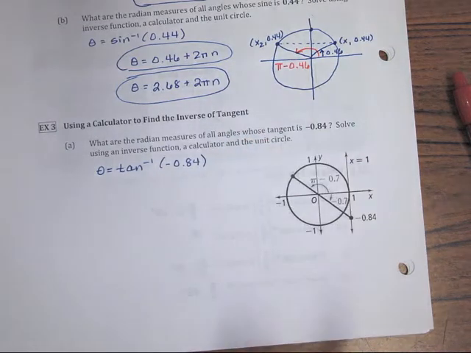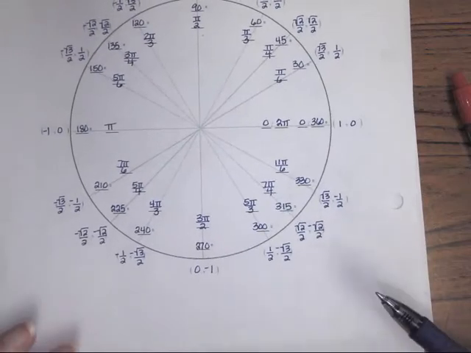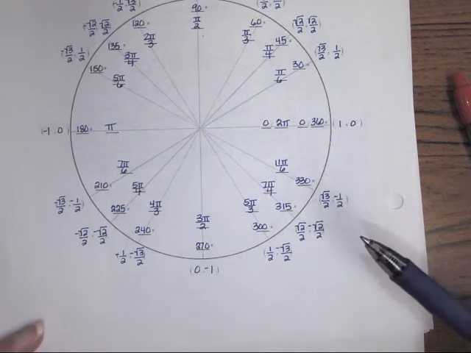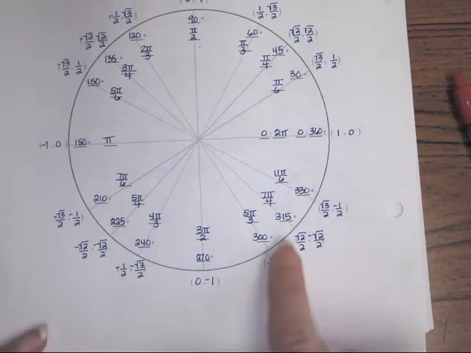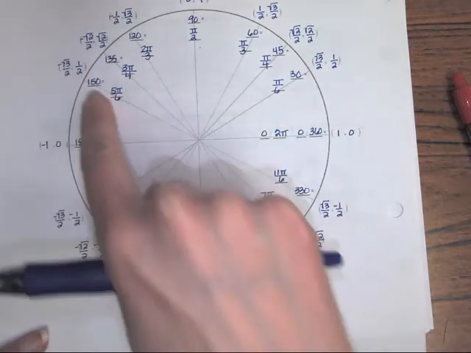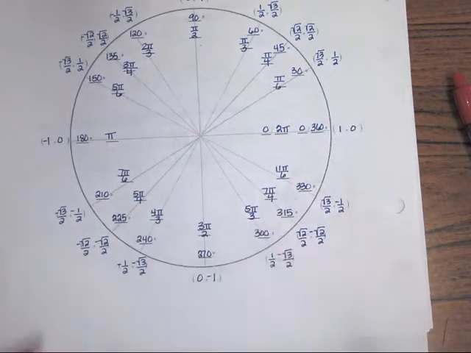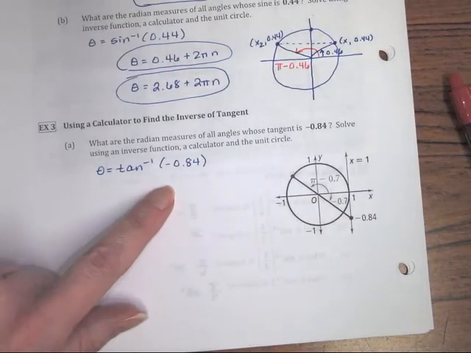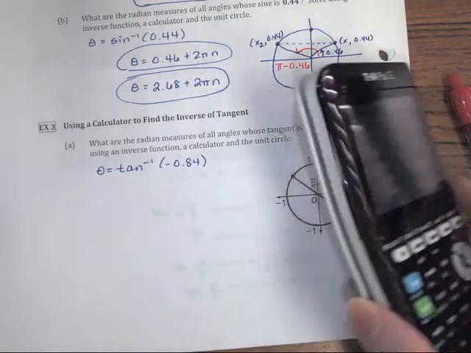0.84. Now, to get a negative tangent value, wouldn't you agree the x and the y have to have opposite signs? Because it's y over x. So one is positive, one's negative. So it's either down here or down here. And in fact, would you agree it's going to be in both? Okay? It is.